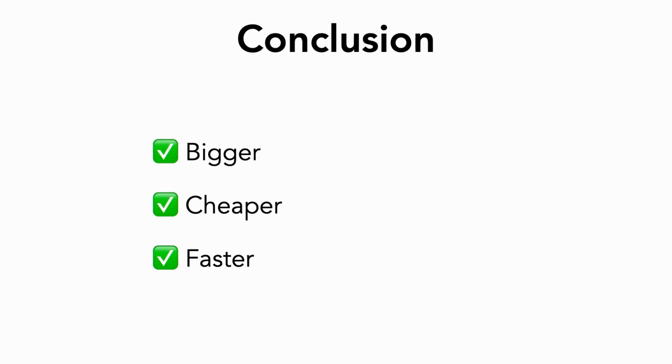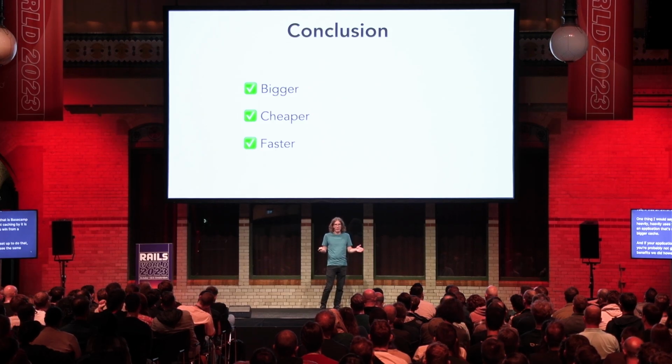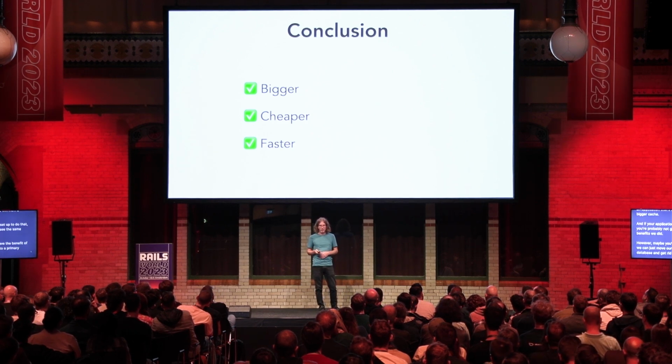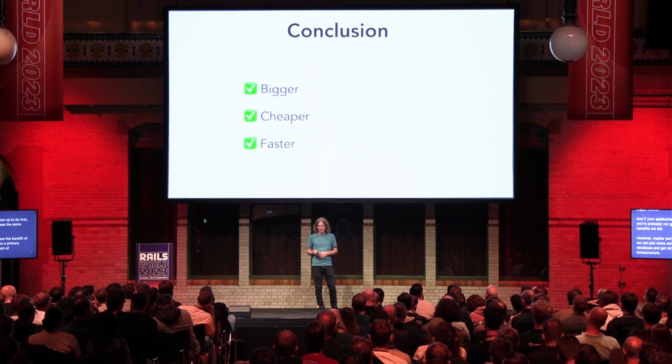Okay, so there was our conclusion. Would it be bigger, cheaper? We were happy that those would be the case. And was it faster? Yes, it was an awful lot faster. One thing I'd say is Basecamp heavily uses fragment caching. It is an application that's set up to win from a bigger cache. If your application is not set up to do that, you're probably not going to see the same benefits we did. However, maybe you'll just have the benefit of moving your cache into a primary database and getting rid of a bunch of infrastructure. That's still a big benefit.